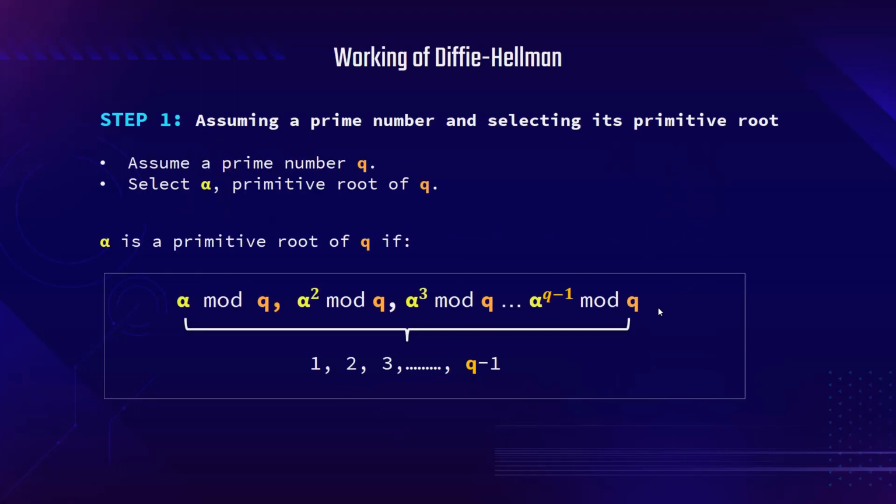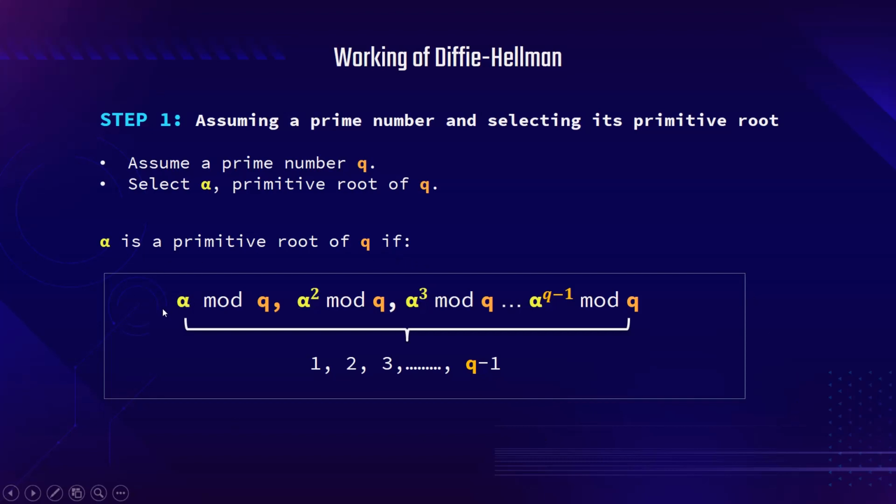Now let's see the working of the Diffie-Hellman algorithm. It involves three basic steps. The first step is assuming a prime number and selecting its primitive root. So let us assume a prime number to be q, and we have to select alpha as a primitive root of q. So what is a primitive root of q? Alpha is said to be a primitive root of q if and only if it satisfies the following properties.